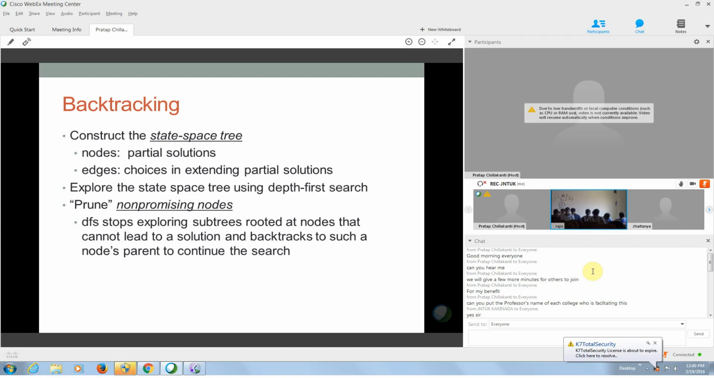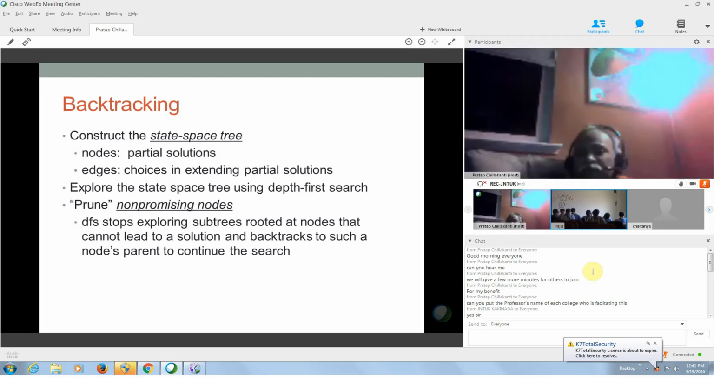And then lastly, in backtracking, you prune non-promising nodes because you are reaching a dead end. If they cannot lead you to a solution, there is no need to continue to explore them. So you prune them away from your state space tree. That way you save space as well as time.